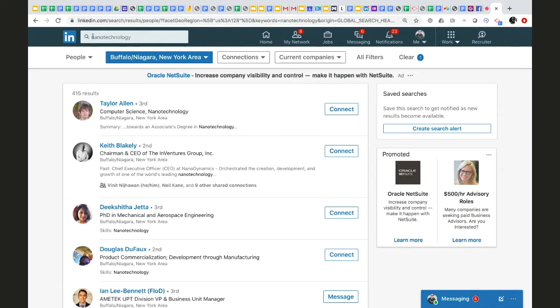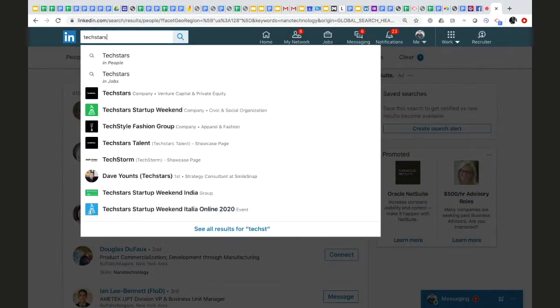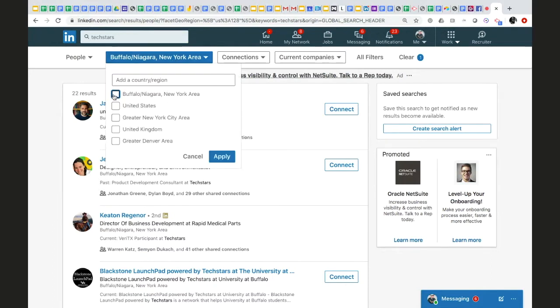I can also get deep by affiliation. An affiliation that's near and dear to my heart is Techstars. If I do a search on that, I can see the 22 people related to Techstars that have a profile on LinkedIn and live in Buffalo or the greater Buffalo region. And again, if I clear this out, I can then see the entire Techstars network.